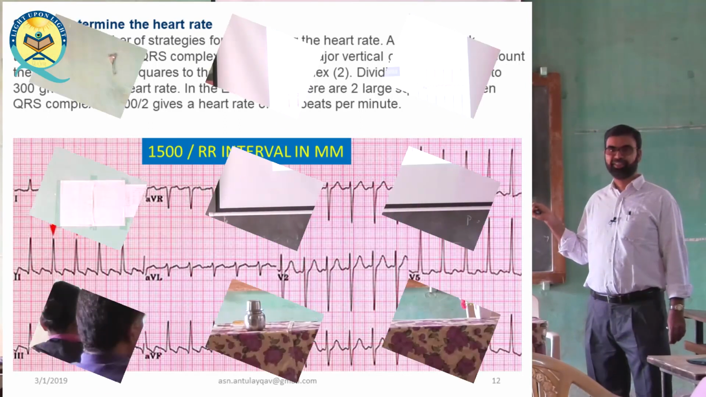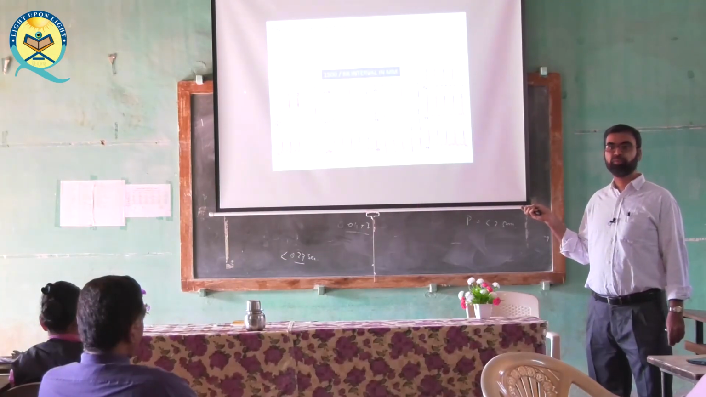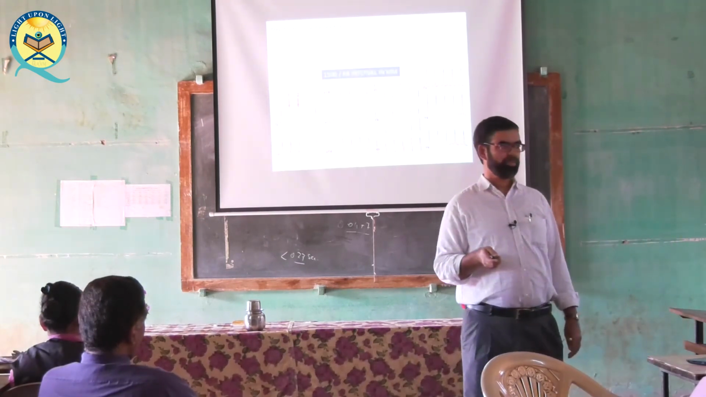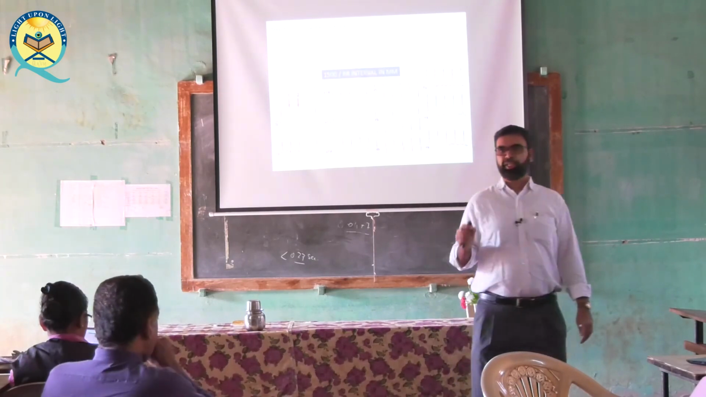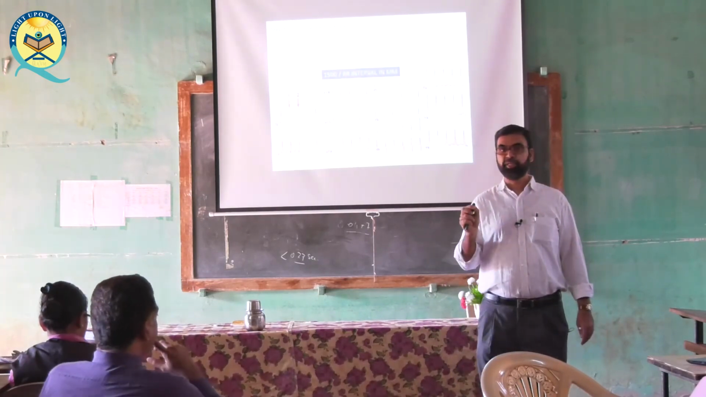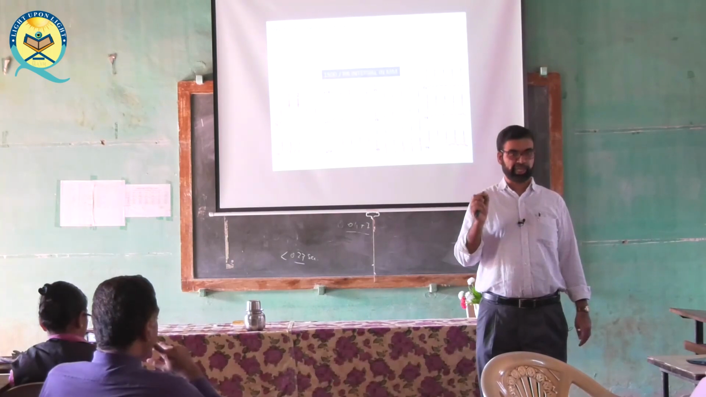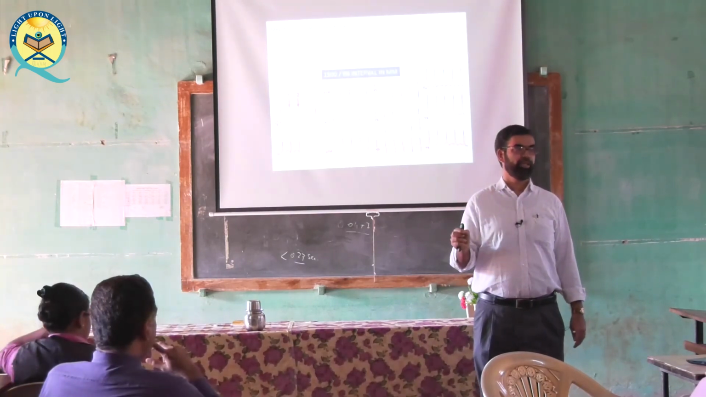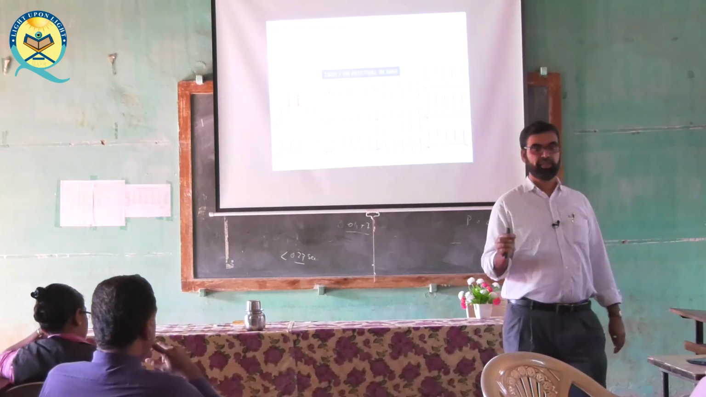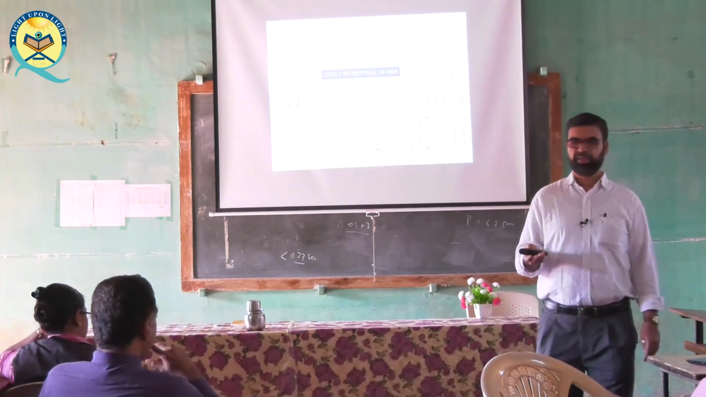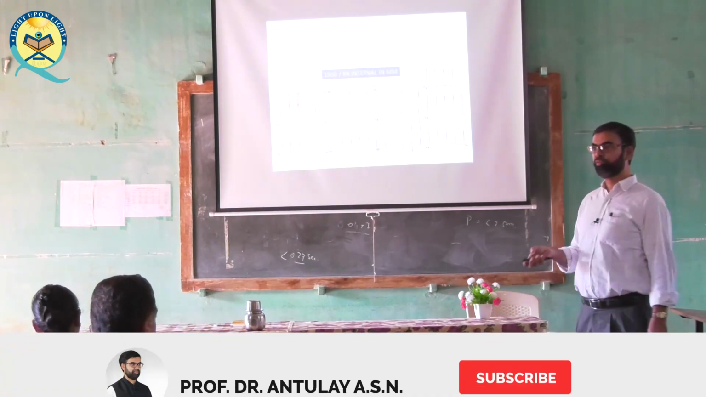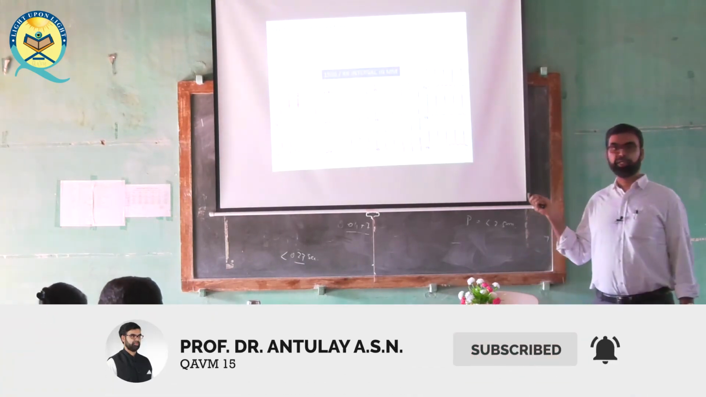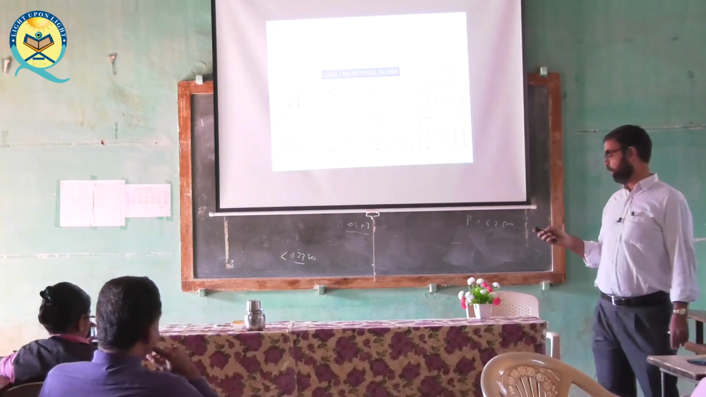1500. ECG paper speed is 25 millimeter per second. So per minute it will be 25 into 60. कितना होता है फिर? 1500. It comes to 1500. Okay. So rate is calculated by 1500 upon RR interval.